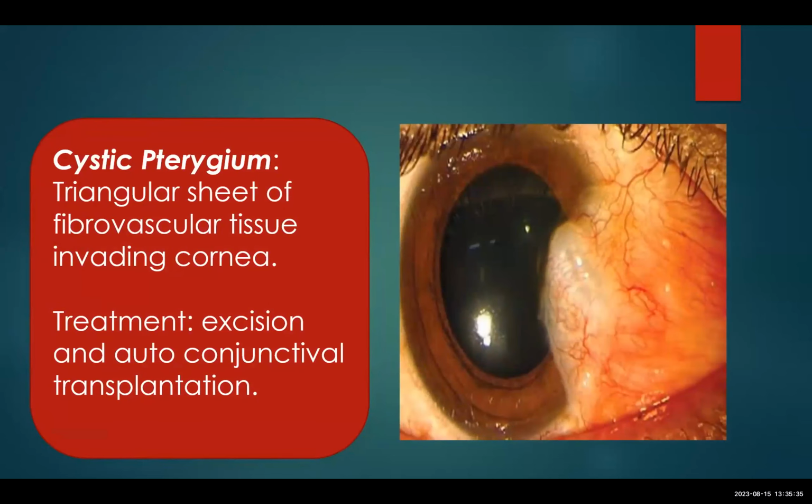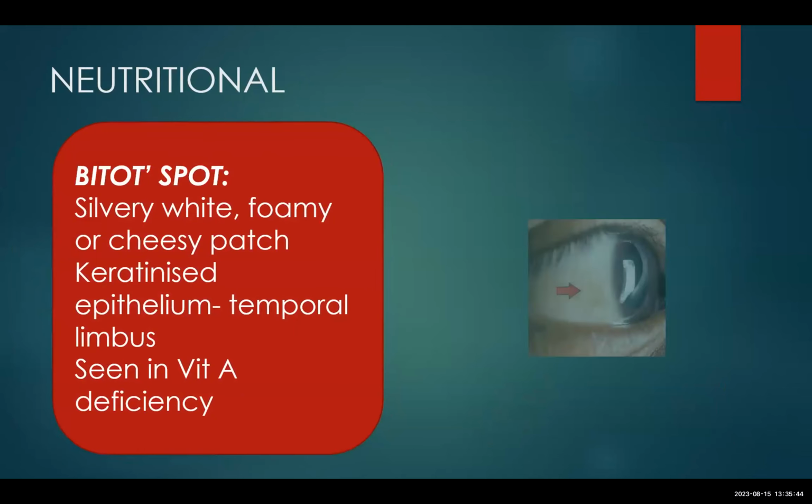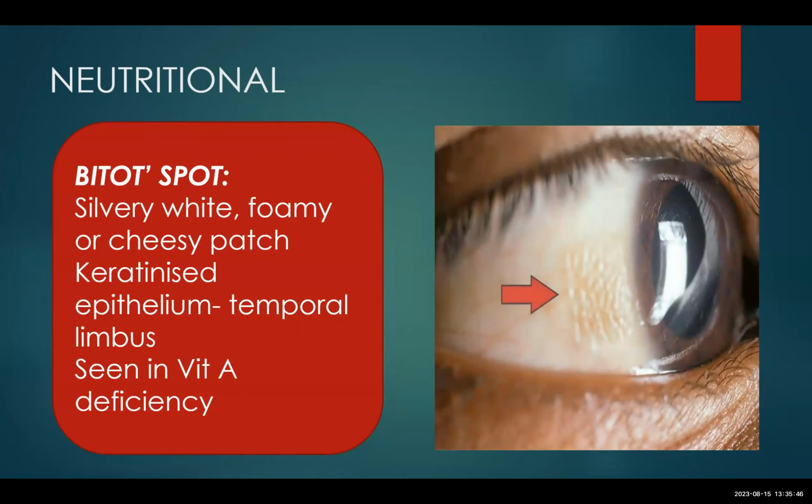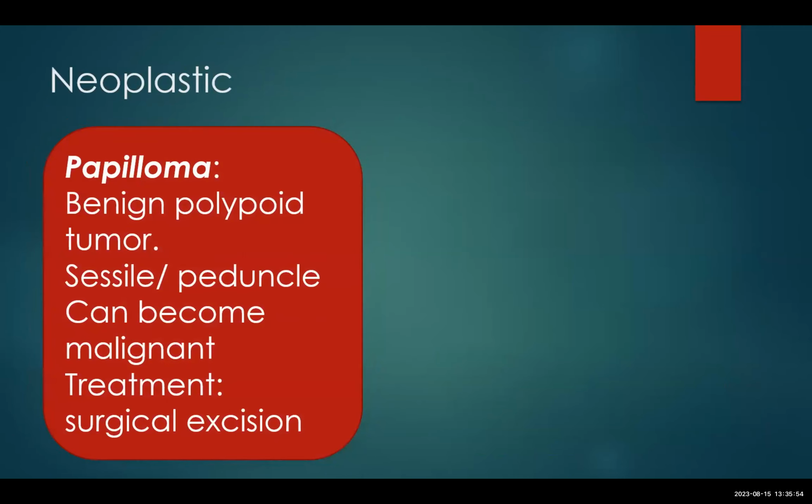Next, we move on to pterygium. It is a triangular sheath of fibrovascular tissue invading the cornea. The treatment is excision and autoconjunctival transplantation. Next, we move on to nutritional, which includes a Bitot spot. It occurs in vitamin A deficiency. It is a silvery white, foamy, cheesy patch with keratinized epithelium, and it's present mainly on the temporal limbus.